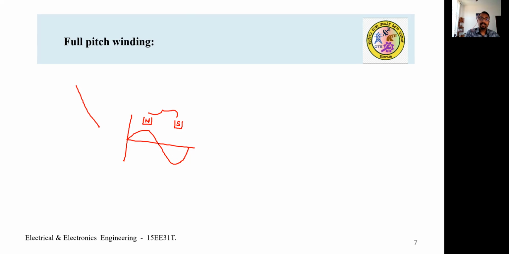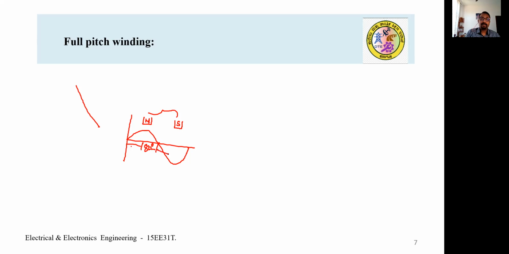Then what is meant by pole pitch? One pole pitch means, see, this is one pole. One pole is responsible for inducing 180 degrees of voltage.